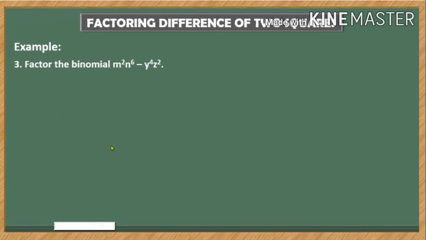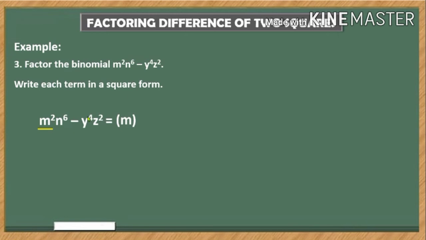Okay. Now for our example number 3, we have: factor the binomial m squared n raised to the power of 6 minus y raised to the 4 z squared. Again, write each term in a square form for us to easily factor the binomials. Let's look at here m squared. So we divide 2 by 2. The quotient is 1, so we can simply write that as the square of m. In another factor, n raised to the power of 6, we divide 6 by 2, and the quotient is 3. So we write n cubed and raise it to the power of 2.